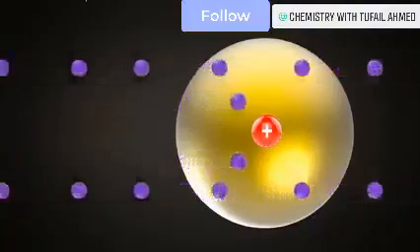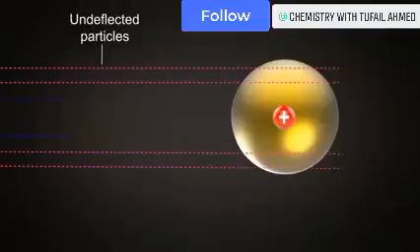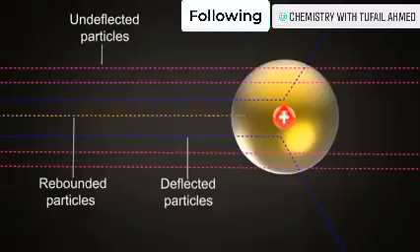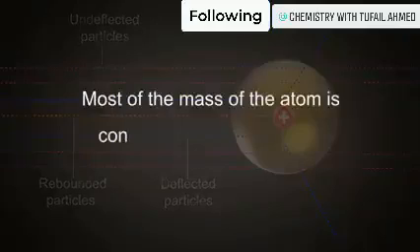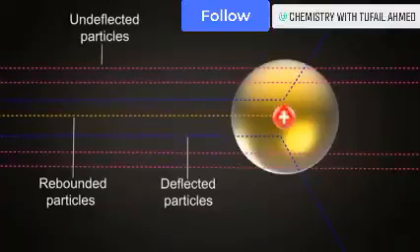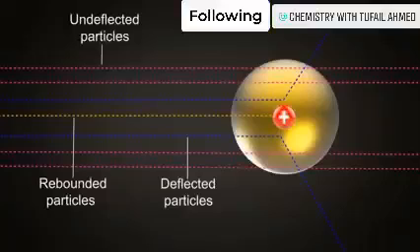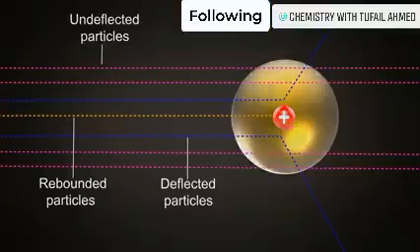Rutherford named this positive center of the atom as a nucleus. Looking at the proportion of the particles undeflected, deflected, and rebounded, and based upon some calculations, Rutherford concluded that most of the mass of an atom is concentrated in its nucleus. Based on all these conclusions, Rutherford suggested an atomic model, which was known as the nuclear model of atom.